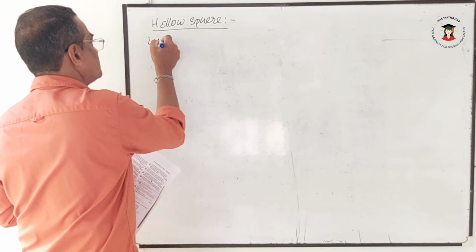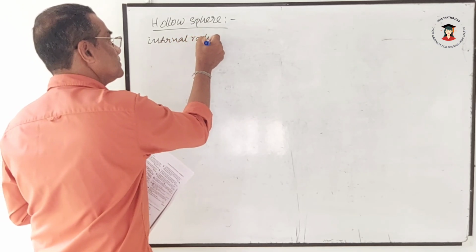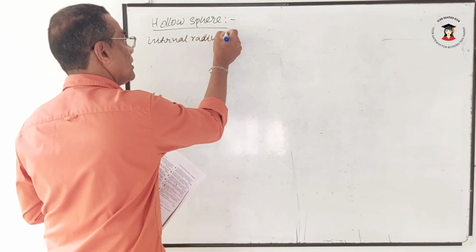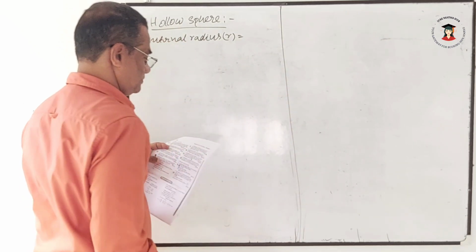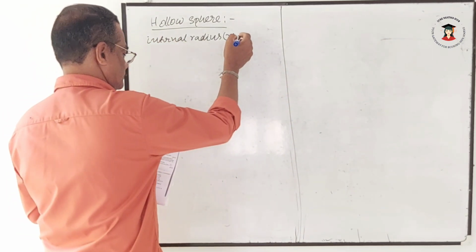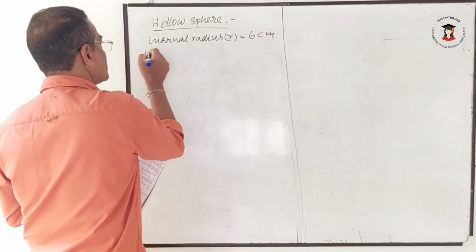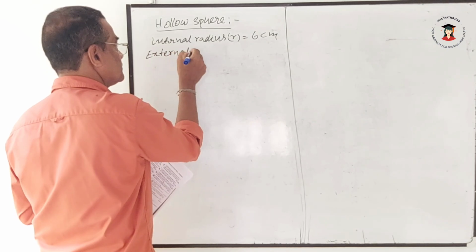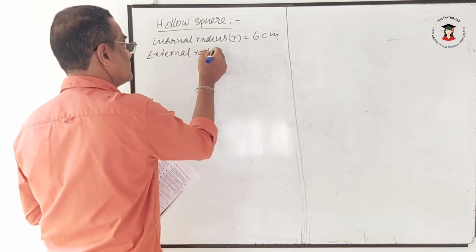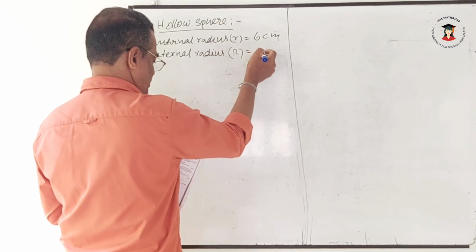Internal radius, small r equal to 6 centimeter. External radius, capital R equal to 8 centimeter.